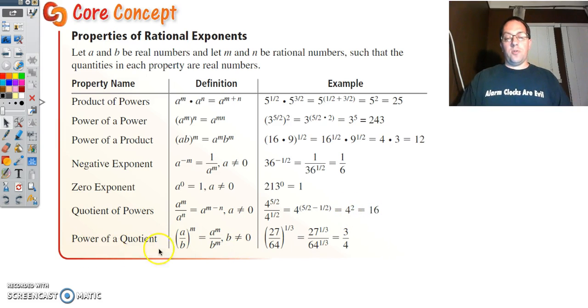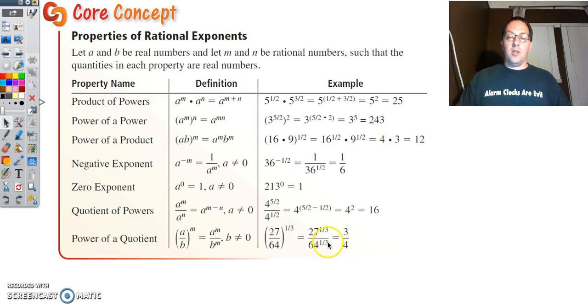Power of a quotient. If you have two numbers, you're dividing them, then raising them to an exponent, you could raise them each to the exponent and then divide. So 27 divided by 64, all to the 1/3, well, that's 27 to the 1/3 divided by 64 to the 1/3. So this is cube root. Cube root of 27 is 3. Cube root of 64 is 4.